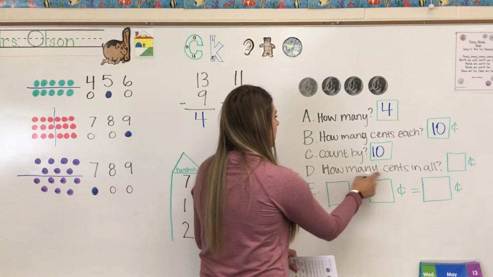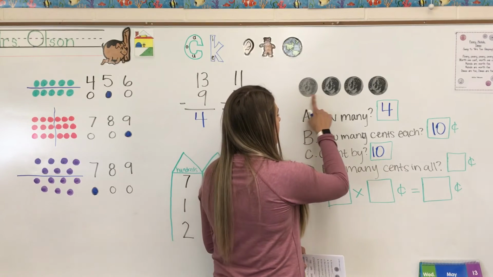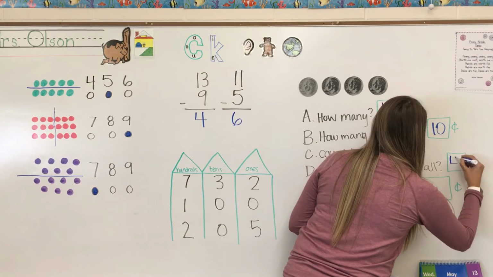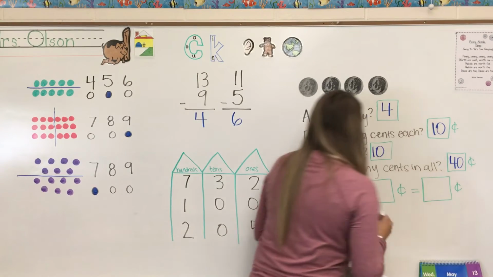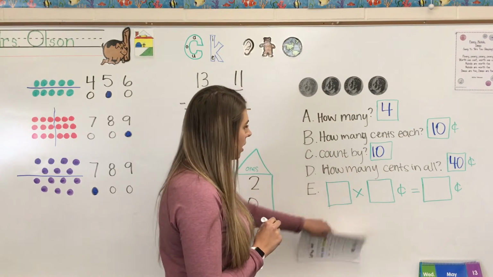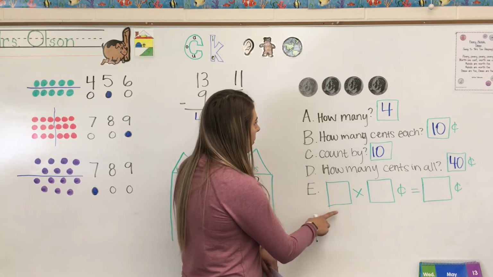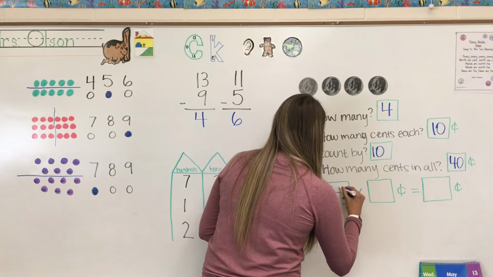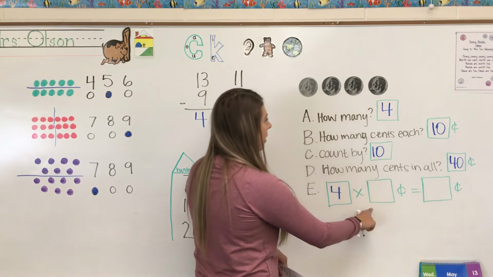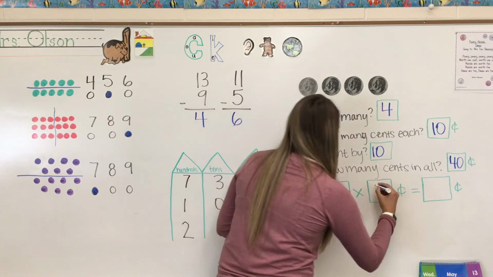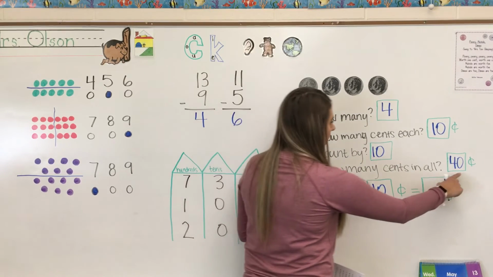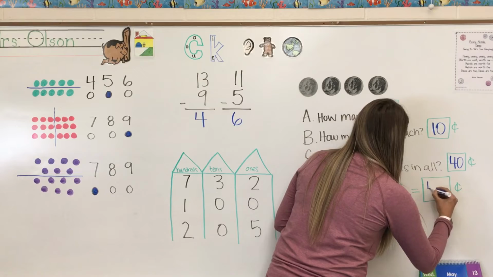And how many cents in all? Well, like we just said, it would be 10, 20, 30, and 40. So we'd have 40 cents in all. So what is our multiplication problem going to look like? Well, we know that we have 4 dimes. And each dime is worth 10 cents. And we know that 4 times 10, well, we figured it out, it equals 40.